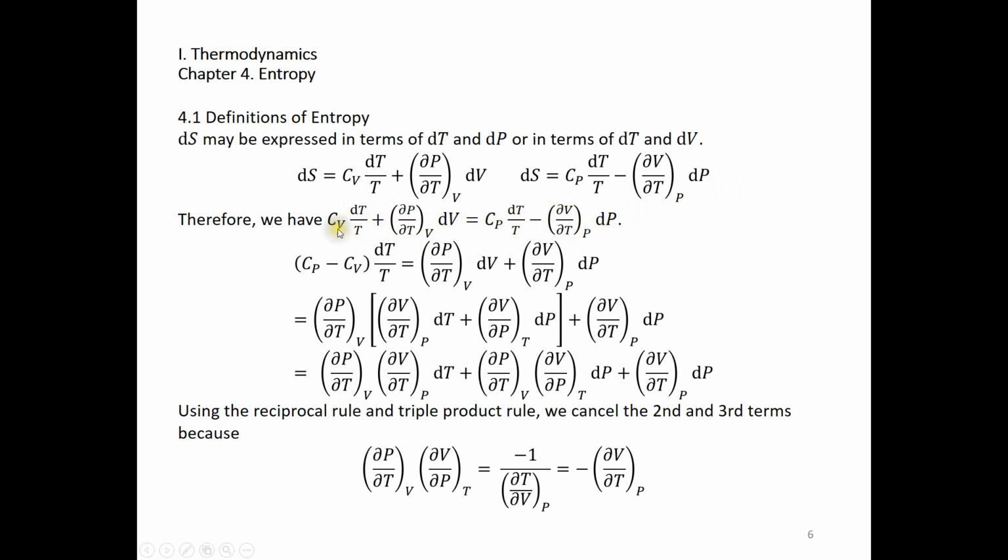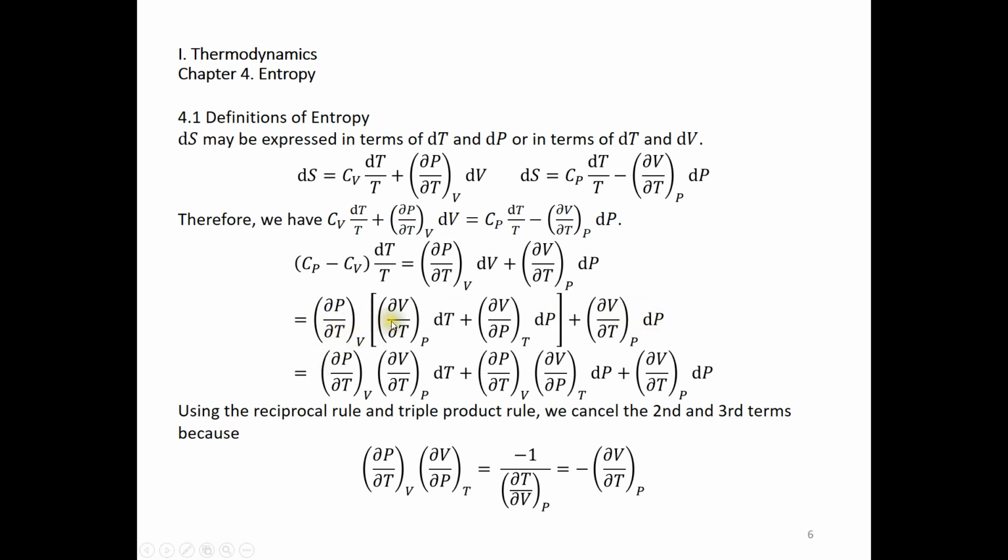And now we move this dT term to one side and the dV and dP terms to the other side. We have this equation. And now we see Cp minus Cv times dT over T is equal to the sum of two terms. One is ∂P/∂T times dV, one is ∂V/∂T times dP. We can further expand dV because V is a function of temperature and pressure. dV is ∂V/∂T times dT plus ∂V/∂P times dP. So now we actually make this expression more complicated. Now we have three terms.